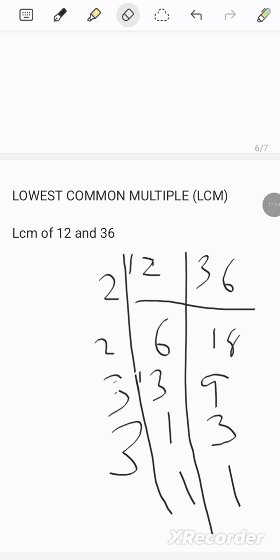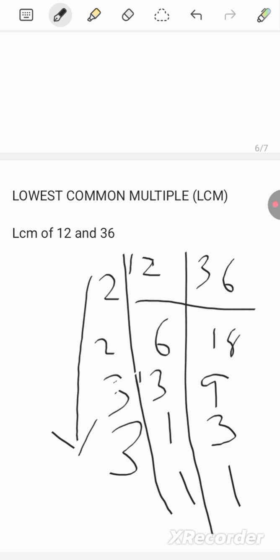So remember, the LCM of 12 and 36 goes: 2 in 12 is 6, 2 in 36 is 18, 2 in 6 is 3, 2 in 18 is 9. Then the next one is 3. 3 in 3 is 1, 3 in 9 is 3, 3 in 1 stays that way, and 3 in 3 is 1. Therefore, the LCM would be the product of all these numbers, 2, 2, 3, 3.